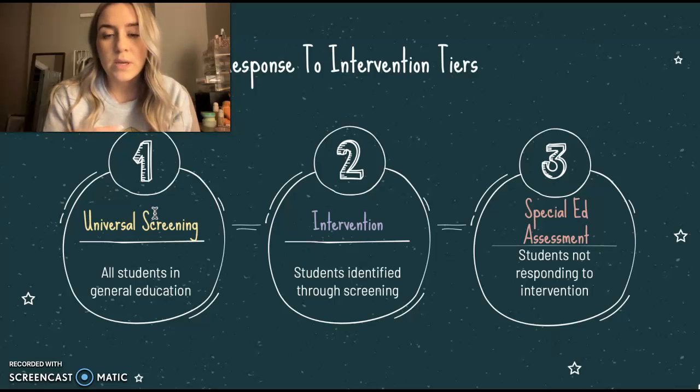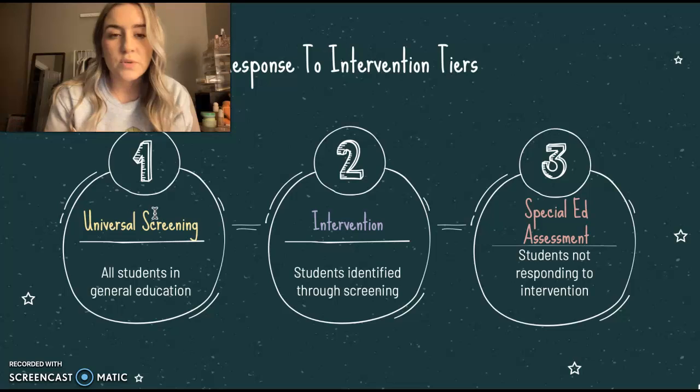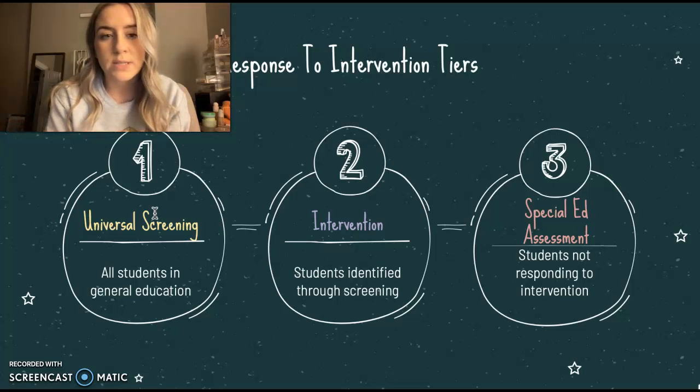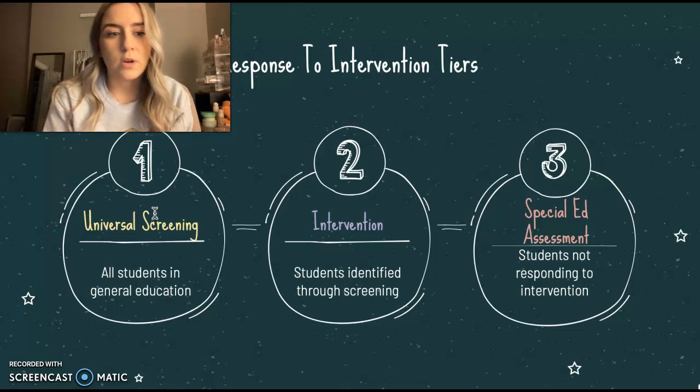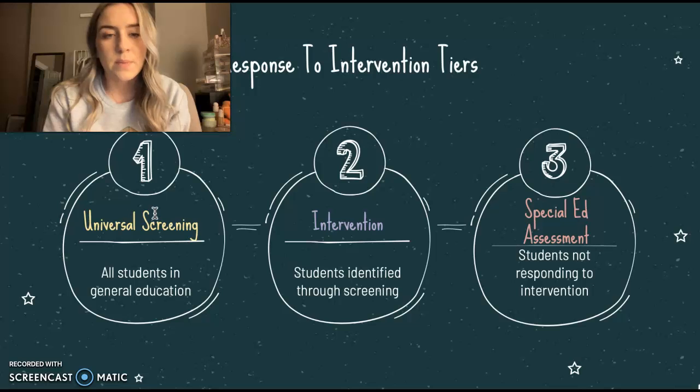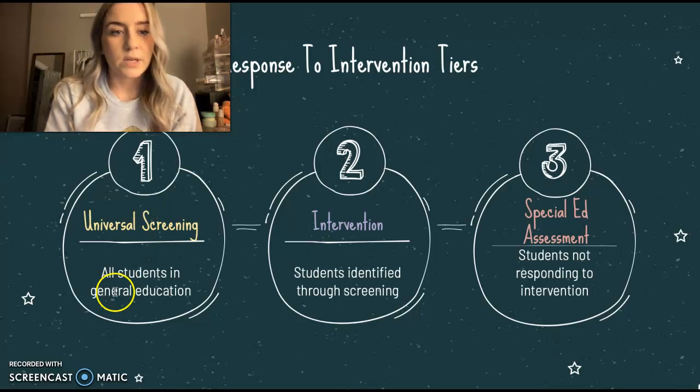The second level would be regular intervention: students that are identified through the universal screening process that are performing below their peers, performing below grade level standards, just not quite meeting the criteria or exactly where they need to be. We'll go into that a little more within our next couple of slides. The third level of RTI would be special ed assessment, more intensive, individualized instruction. This would be for the students really not responding to even the level 2 supports that are being implemented within that second tier.